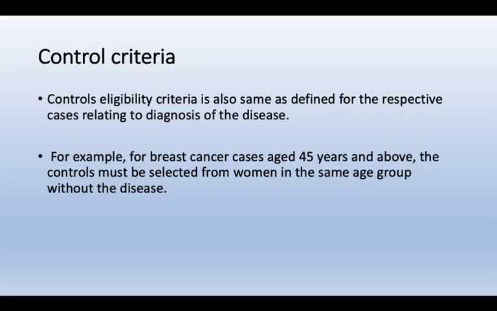Okay. For example, for breast cancer, for the age of 45 years and above, the controls must be selected from women in the same age group without the disease. This is important in terms of age. Why? To differentiate between menopause, premenopause, and postmenopausal phases.